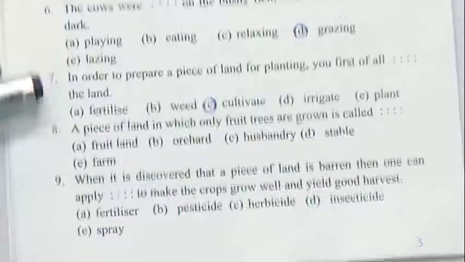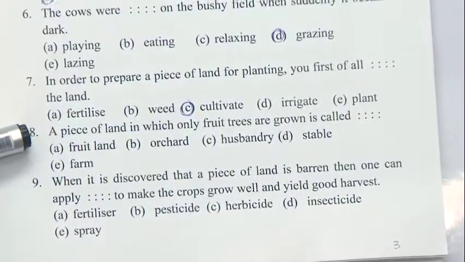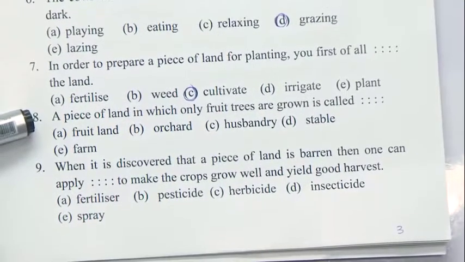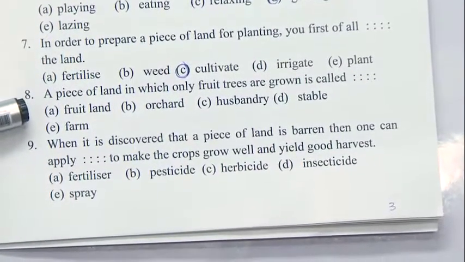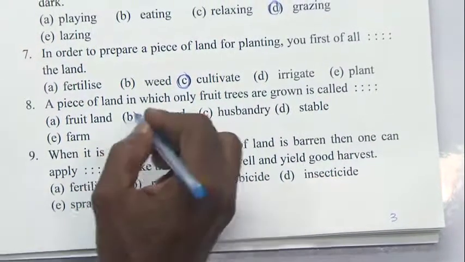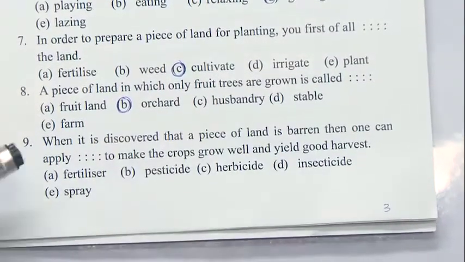Cultivate the land. Then you have a piece of land in which only fruit trees are grown. What do you call it? Is it called fruit land? No. Is it called husbandry? No. Stable? No. Farm? No. It is an orchard. An orchard.